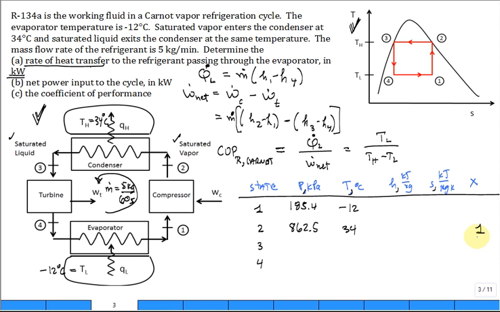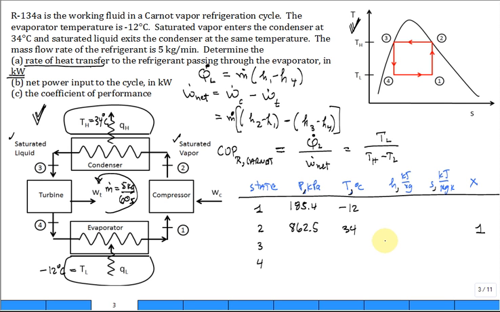It's saturated vapor. Did I say F or G? I misspoke if I said subscript F. This is H of G, saturated vapor, and S of G, true? It's the saturation pressure at negative 12 as well as 34 degrees C in the property tables, because they're two-phase. Okay. So let's go ahead and write those values down from state 2.